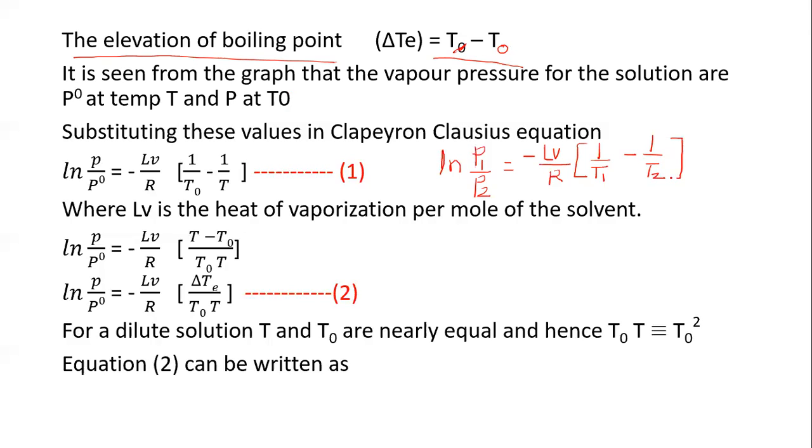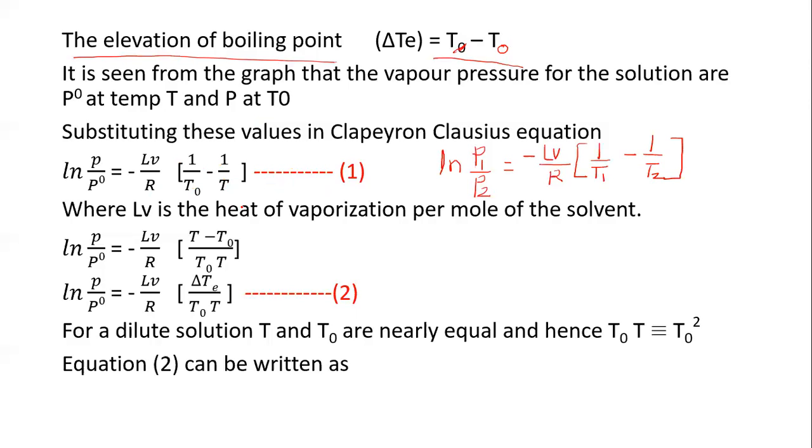Now we can apply this equation to the solution curve where we select the 2 points, higher vapor pressure, higher temperature, lower vapor pressure and lower temperature. So therefore in this case P1 is P and P2 is P0. So we write here ln P upon P0 is equal to minus LV upon R. Lower temperature, that is T0. T1 is T0 and T is T2. So 1 upon T0 minus 1 upon T. In this way we write this equation. This is the equation 1, where LV is the heat of vaporization per mole of the solvent.